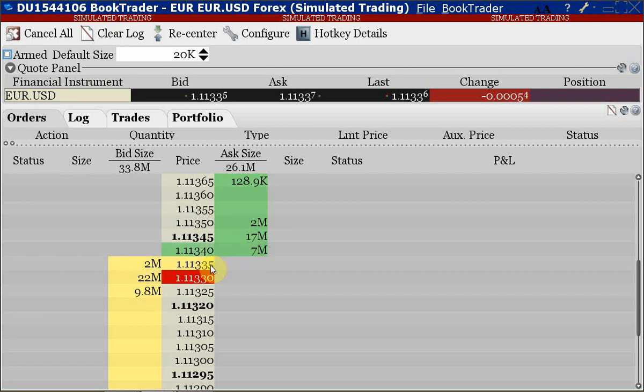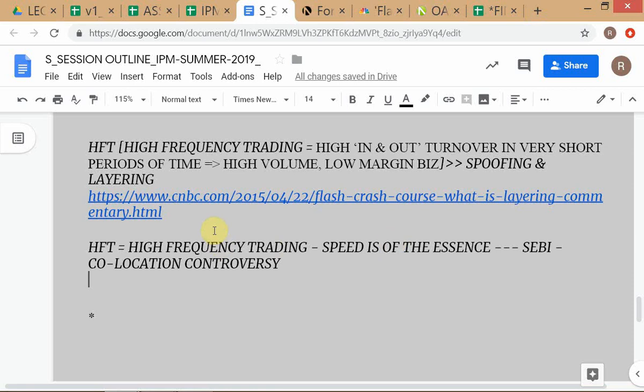Because of this, speed becomes very important, and that's why there's this issue. I'll just touch on it briefly; you can listen to it once again and read up on it. A lot of high frequency traders want to go for what is called co-location.